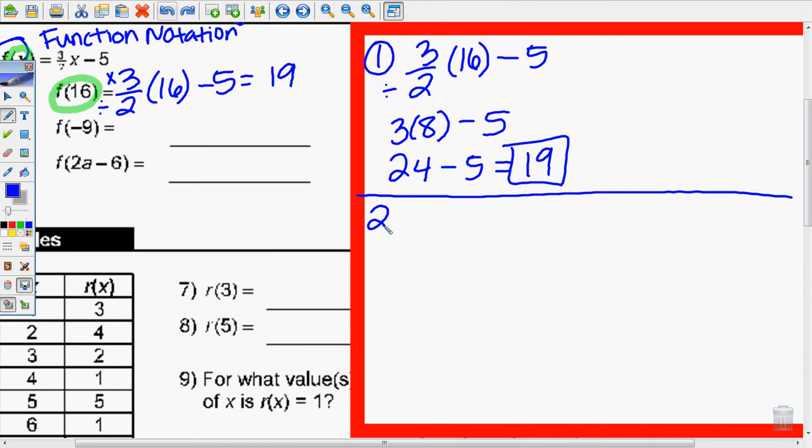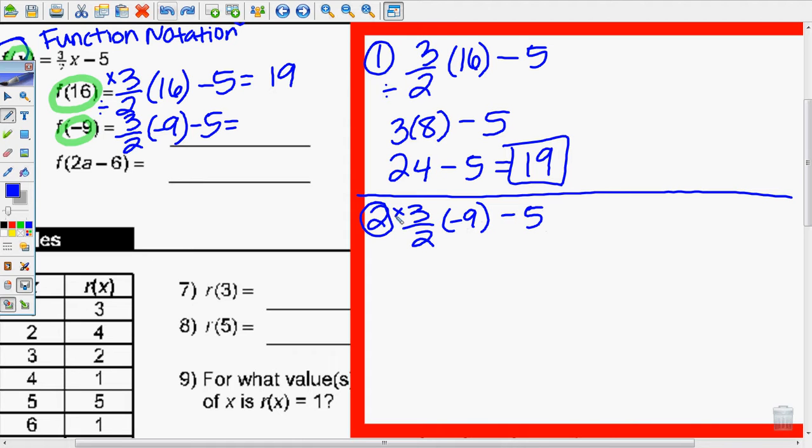So I'm going to do number 2. Number 2 says that I'm substituting in negative 9, right? So I'm going to substitute a negative 9. So I have 3 halves times negative 9 minus 5. Okay? Right off the bat, I know that negative 9 does not evenly divide into 2. So I'm not going to start there. Instead of dividing first, I'm going to multiply. So I have 3 halves times 2 times negative 9 minus 5.